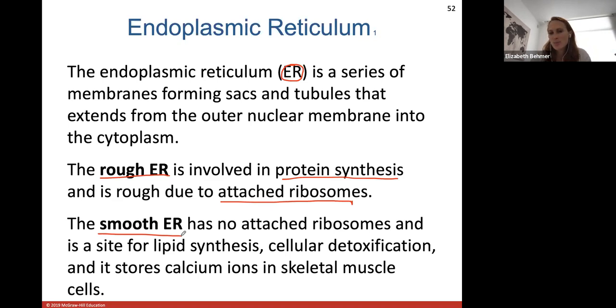Your smooth ER is more important for lipid synthesis, so making fats, cellular detoxification, so detoxifying anything harmful that your cells might be exposed to, as well as storing calcium ions in skeletal muscle cells. So you'll find a lot of smooth ER in cells in your liver, because your liver is the big organ for detoxifying anything harmful you take into your body, whether it's Tylenol or alcohol. You'll find a lot of smooth ER because its purpose is to detoxify the cell.